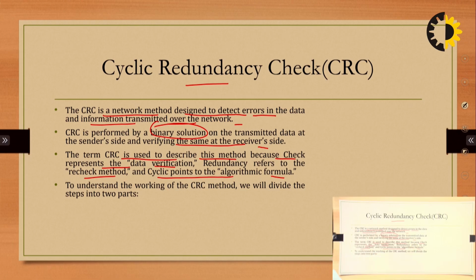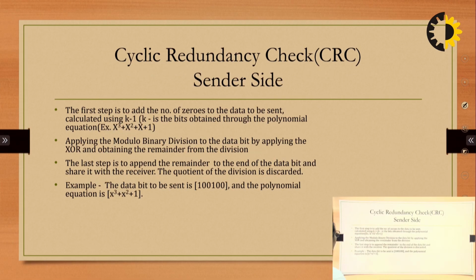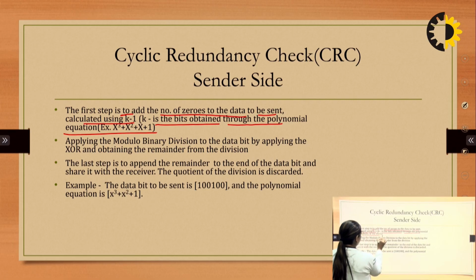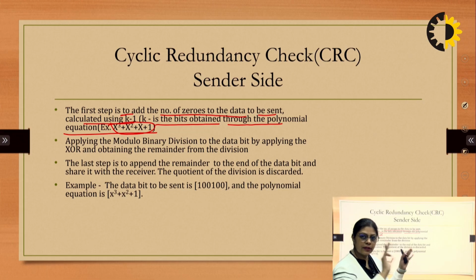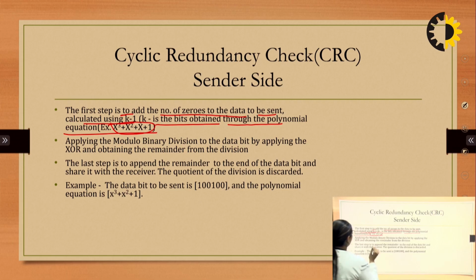To understand the working of the CRC method, we will divide the steps into 2 parts. The first step is to add a number of zeros to the data to be sent, calculated using k-1. K is the number of bits obtained through the polynomial equation, right? First, there is a polynomial equation involved in it, which the sender and receiver will both have. This polynomial will be placed on both the sender and the receiver side, right? Now we have to see what the number of bits of the polynomial is.